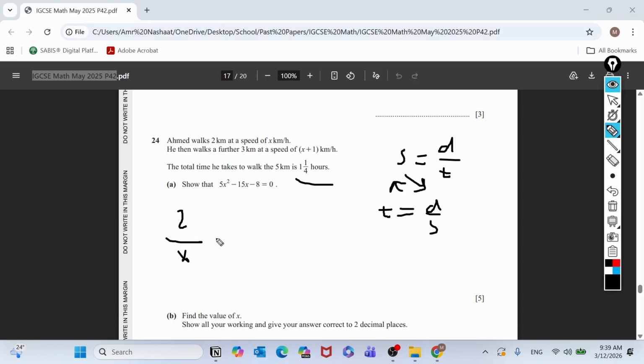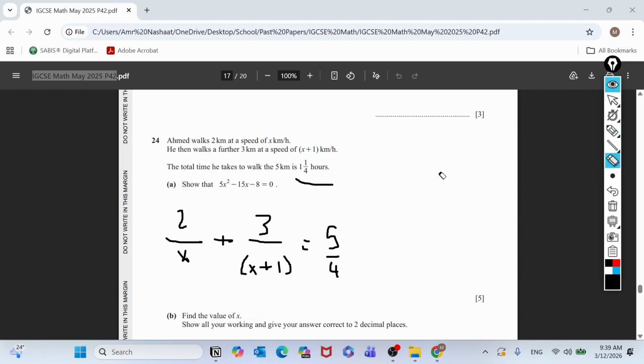So 2 over x plus what? 3 over, at the speed of what? x plus 1. x plus 1 is gonna equal 1 and 1/4. I don't like mixed numbers, to be honest. Just make it an improper fraction. So that's gonna be 5 over 4. Now we just solve this normally, and if we solve this, we should reach what they gave us.